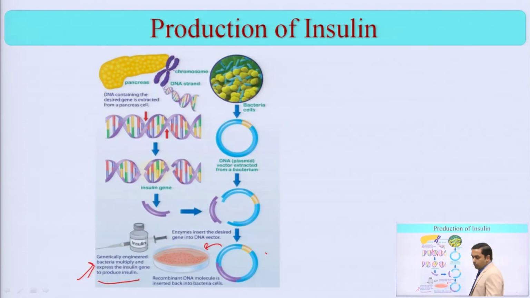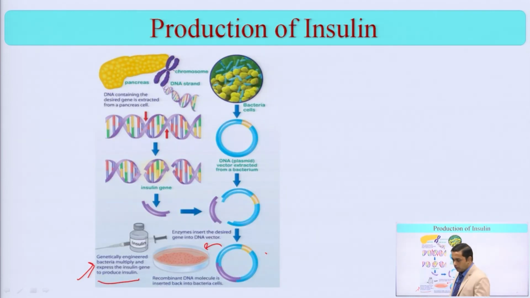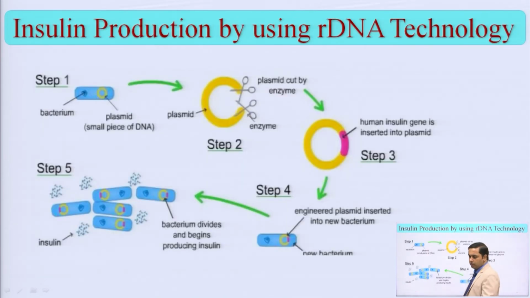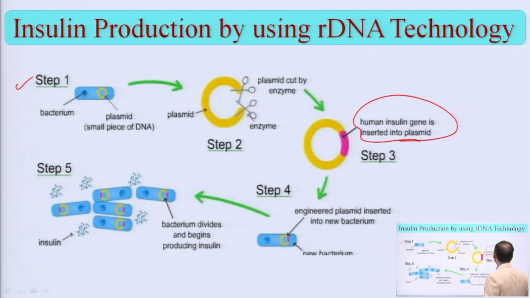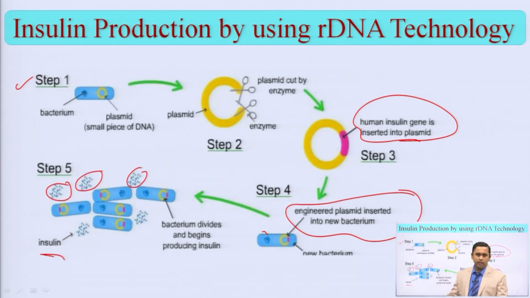Whatever I have told you here, the same thing I have written in a different format. So, any of these pictures you can take for your examination. Okay. In step 1, we have the bacterium and plasmid, and in step 2 we are cutting this plasmid, and we are inserting the human insulin gene in step 3. In step 4, the engineered plasmid is inserted into a bacterium, and that bacterium will produce a huge amount of insulin. Okay. The process is very simple.